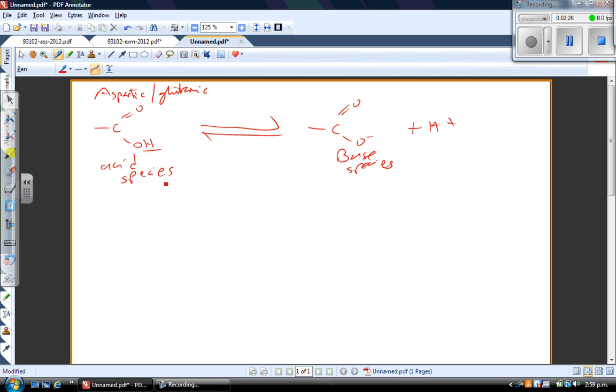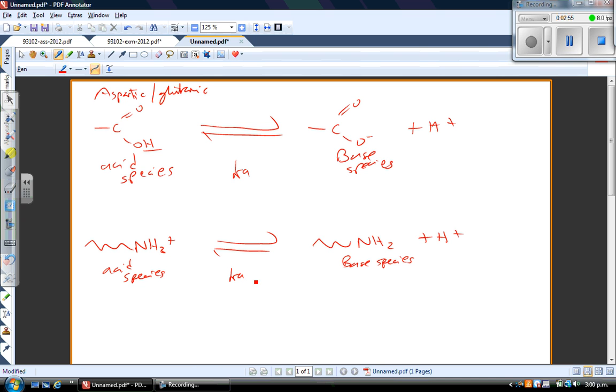And then the situation for lysine is that you have an NH3+ group, and there's an equilibrium established there as well, where you form NH2 plus your H+, and this is the base species, and this is the acid species. Because we have an equilibrium, we can write an equilibrium expression or constant, and the equilibrium constant is going to be the Ka.